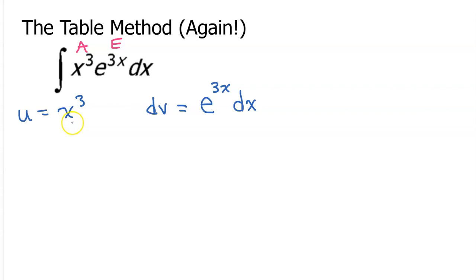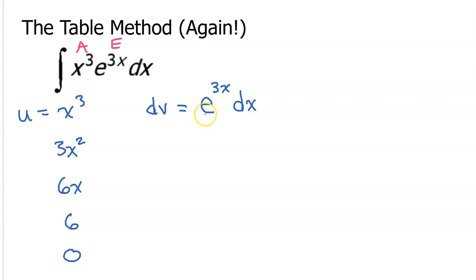Let's take the derivative over and over again until we get 0. The derivative of x to the third power is 3x squared. The derivative of 3x squared is 6x. The derivative of 6x is 6. And the derivative of 6 is 0.